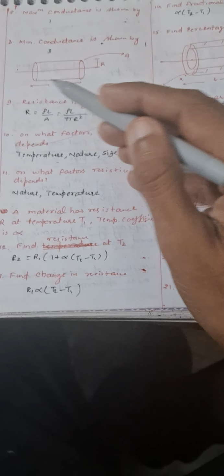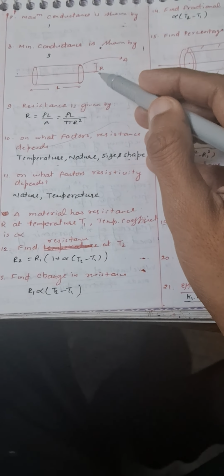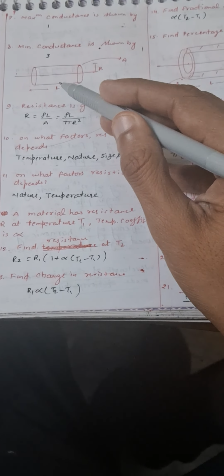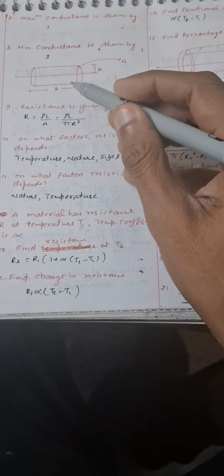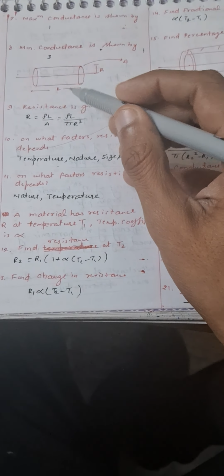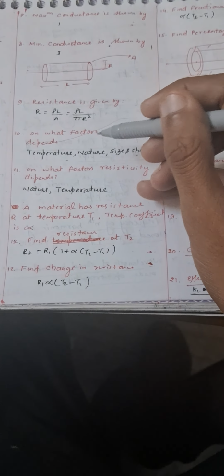Next, we are given a cylindrical resistance. It has a radius R, cross section area A and length L. We need to find the resistance of this particular structure. So resistance is rho L upon A. So area is pi R square over here. So resistance will be rho L upon pi R square.